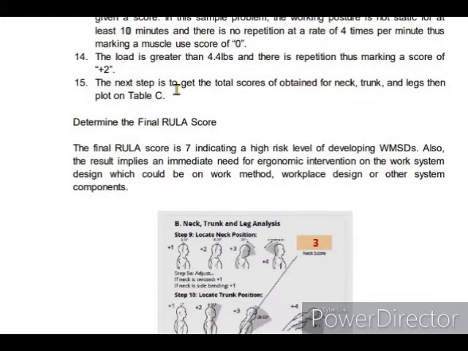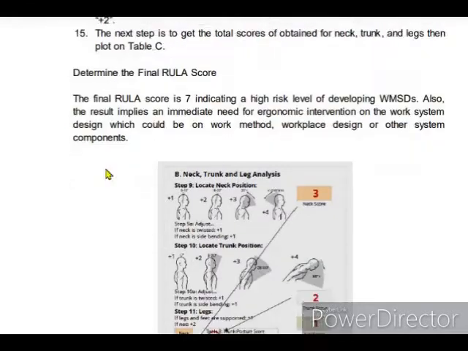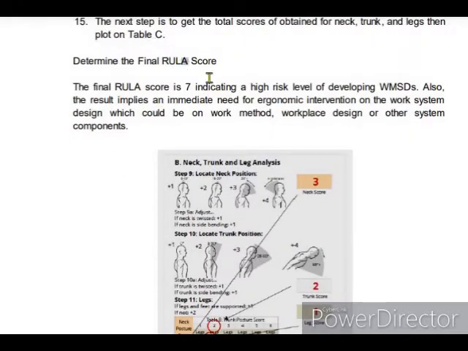The load is greater than 4.4 pounds and there is repetition, thus marking a score of +2. Ano ba yung 4.4 pounds sa kilogram? Approximately 2 kilograms nung convert ko. Okay, +2. The next step is to get the total scores obtained for neck, trunk, and legs, then plot on table C. Determine the final RULA score.